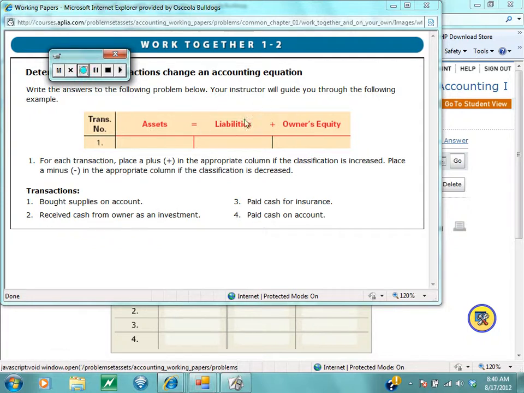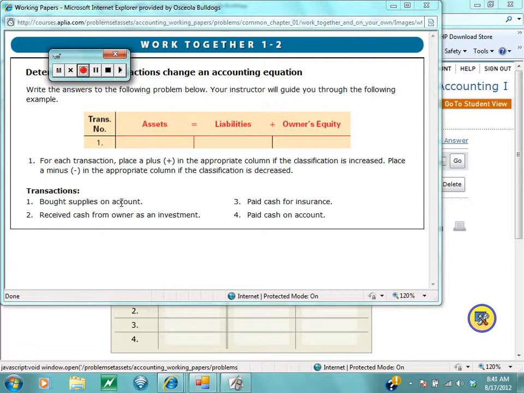Liability's normal balance side is a credit because it falls on the right side of the equation. Same way with the owner's equity. It falls on the right side of the accounting equation. The normal balance side is a credit. It increases with a credit. Assets increase with a debit because they're on the left side. They decrease with a credit.